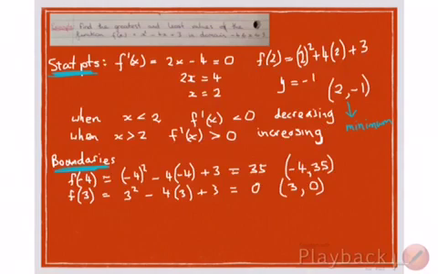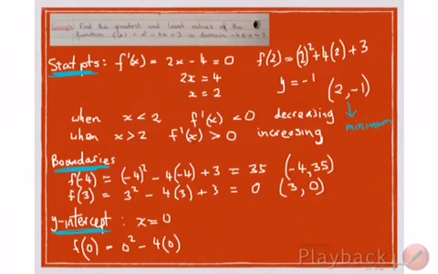Okay, so what I've got now is my stationary points and my boundaries, and the one other thing that I have to do is find my y-intercept. In order to find my y-intercept, I have to let my x equal to 0. Again, I'm going to find f of 0, which is equal to 0 squared minus 4 times 0 plus 3, which equals 3. So my point is 0, 3.